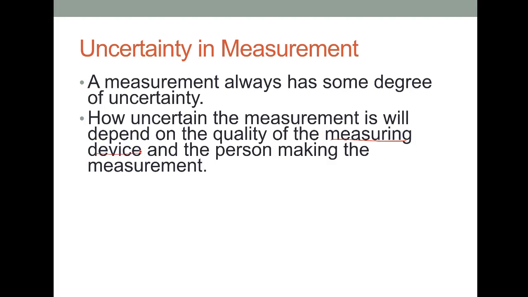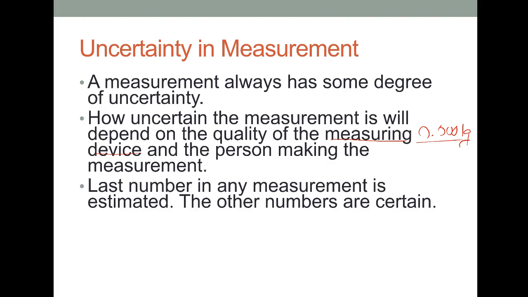If you have a very good balance, you can get to that kind of accuracy, very close to 1/10,000th of a gram. And it also depends on the person making the measurement, because you're not going to be familiar with all of the equipment we're using in this class. The last number you make in any measurement is an estimate, even on a digital balance. The other numbers are certain.